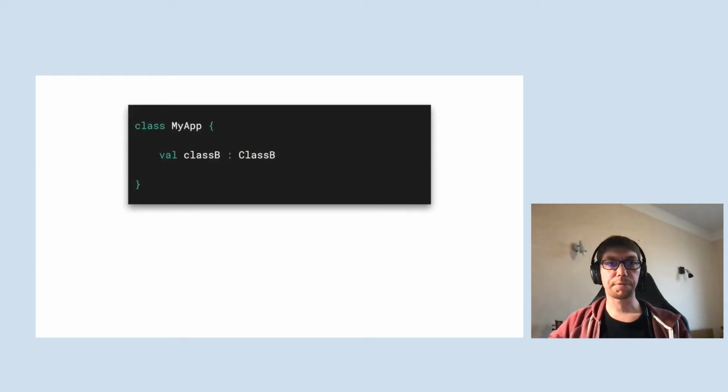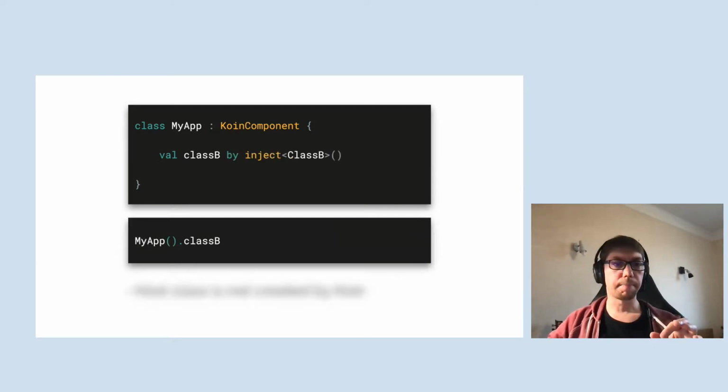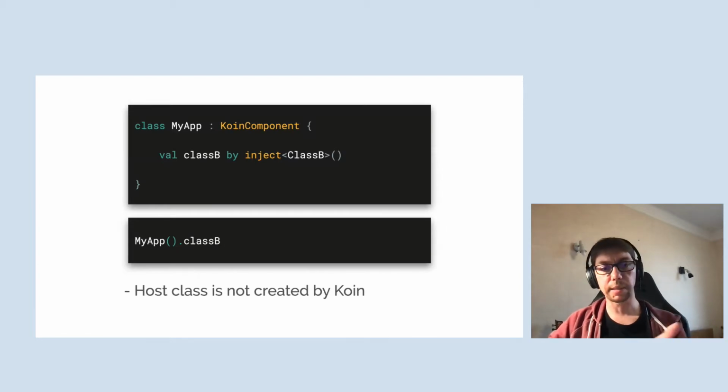That means that if you want to retrieve this dependency class B somewhere else, then you will have to ask your component to retrieve it. Just tag your class with the interface Koin component to allow you to inject this. And then you just make an instance of this class and resolve it by hand.